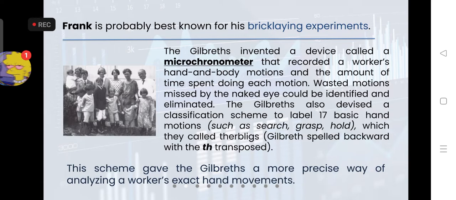The Gilbreths also devised a classification scheme to label 17 basic hand motions, such as search, grasp, hold, which they called therbligs. Therblig is the Gilbreth surname spelled backwards. So this scheme gave the Gilbreths a more precise way of analyzing a worker's exact hand motion. So next slide, please.